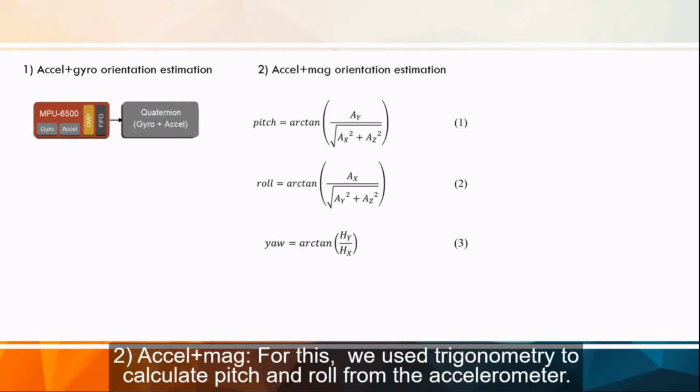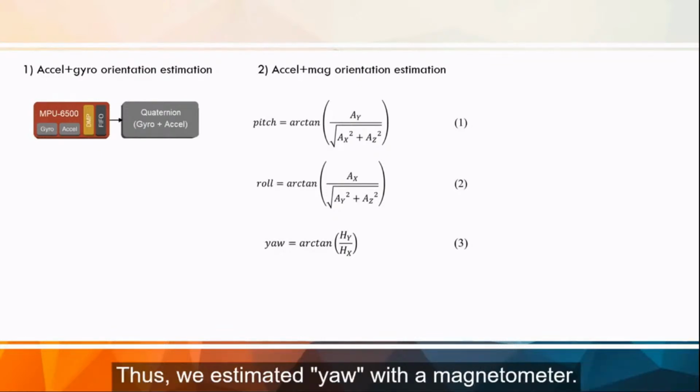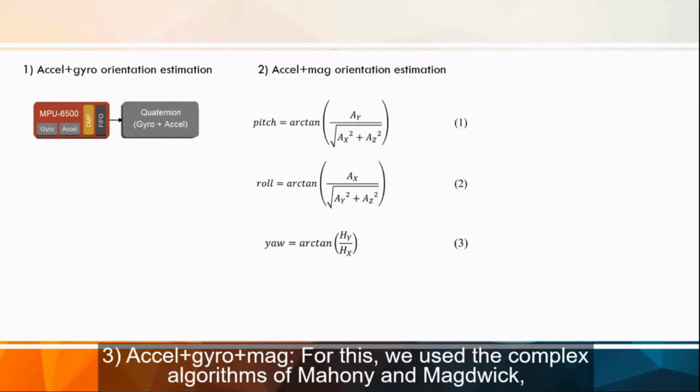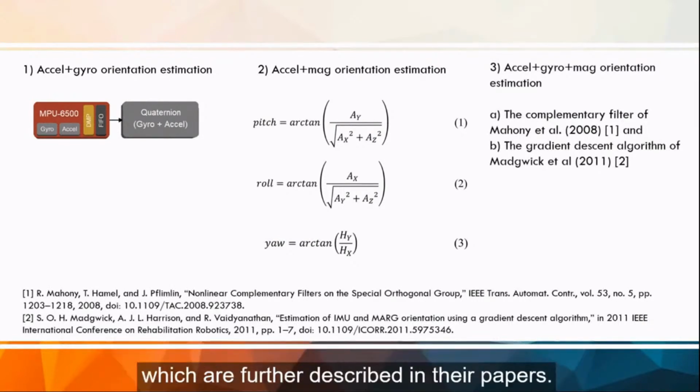2. Accel plus mag. For this, we used trigonometry to calculate pitch and roll from the accelerometer. The yaw rotation cannot be obtained with an accelerometer. Thus, we estimated yaw with the magnetometer. 3. Accel plus gyro plus mag. For this, we used the complex algorithms of Mahony and Madgwick, which are further described in their papers.